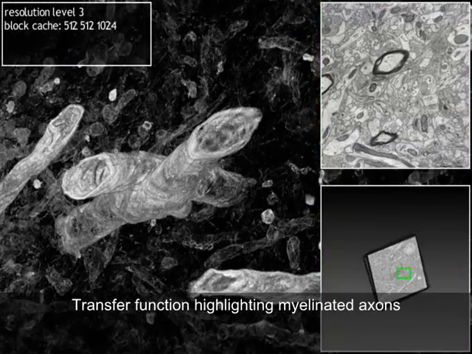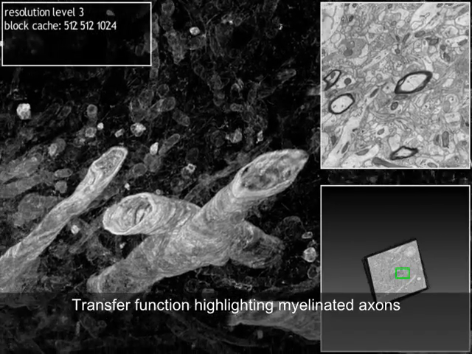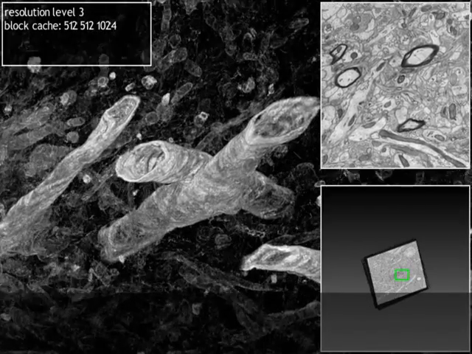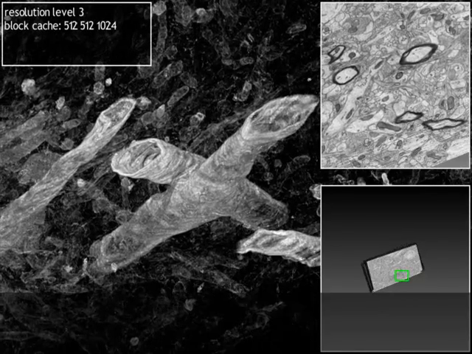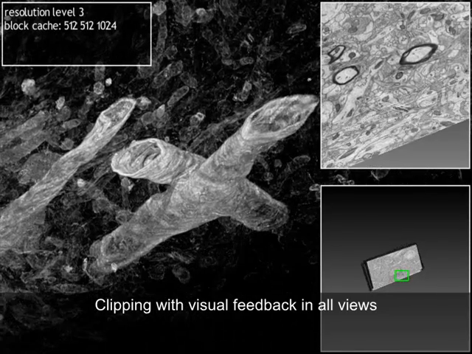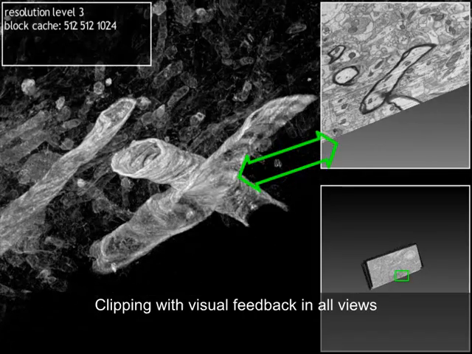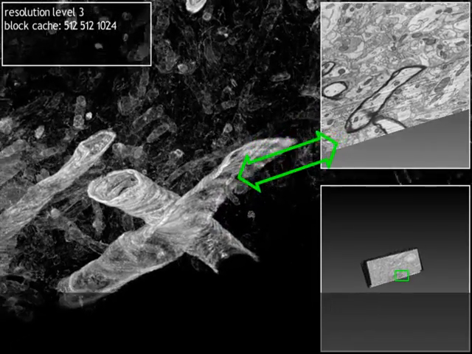EM data are very anisotropic, dense and noisy, and enhancing large structures like axons requires fine-tuning of the transfer function. Therefore, we simultaneously show a second, more opaque volume view, which greatly enhances the user's orientation within the volume.